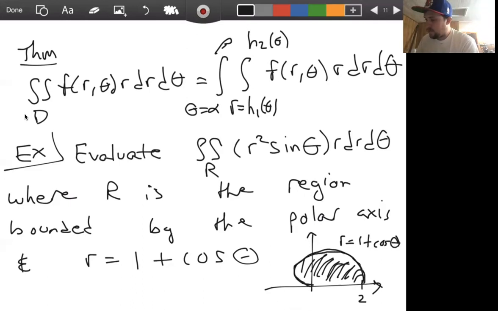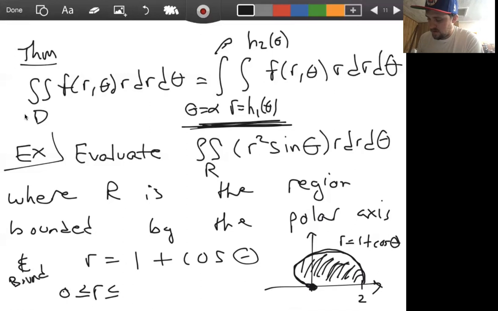Now, we need to set this up using this theorem up here, right? And so what's our lower bound for the radius? Well, we can start at the origin. So we have a lower bound of 0 for r. So here's the bounds, right?